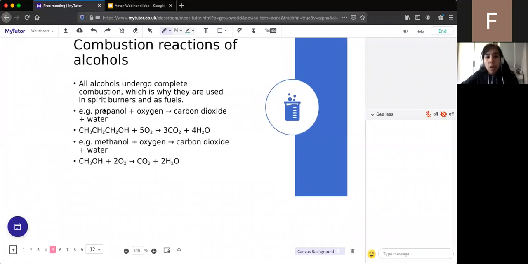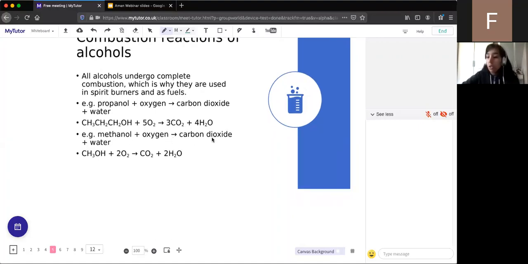So we've got propanol and oxygen producing carbon dioxide and water. As I said, in the exam the hardest thing to do is just to balance these equations. But if you remember what I've been saying all week, start with carbon, then do hydrogen, then do oxygen. We've got methanol and oxygen. So let's do one example, because I know we've done loads of combustion reactions. So let's do butanol and oxygen.